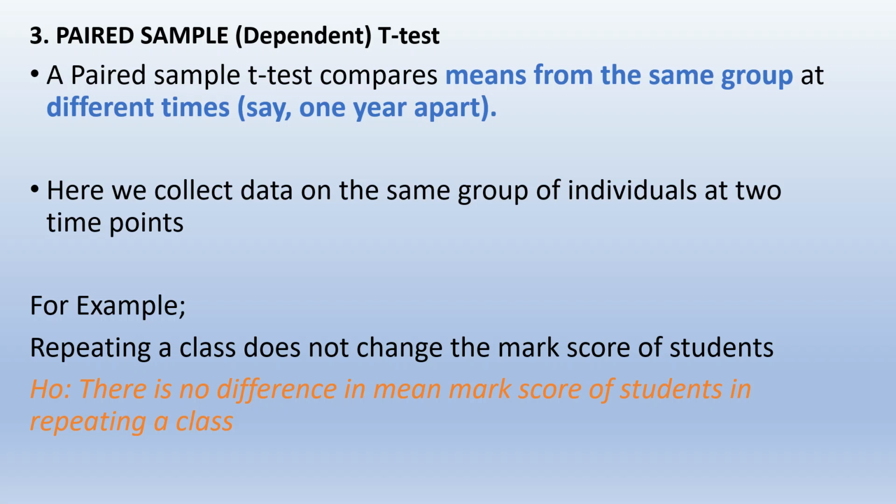But the whole issue why it is called dependent is because we are measuring the same outcome on the same person. This person does this test at point A, then does the same test at point B.